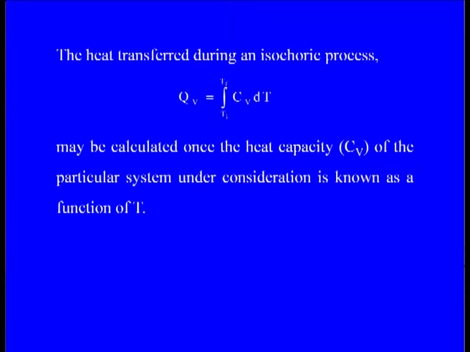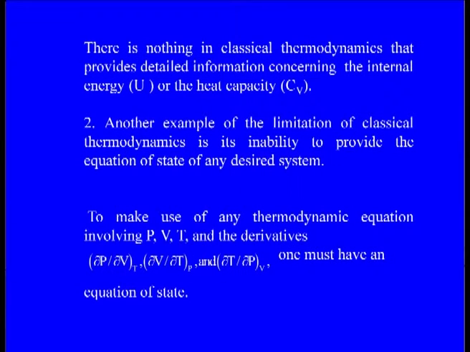However, once you know Cv, then you can calculate the heat capacity during an isochoric process defined by Qv equal to the integral from Ti to Tf of Cv dT, where Ti is the initial temperature and Tf is the final temperature. It can be calculated once the heat capacity of the particular system under consideration is known as a function of temperature T. But there is nothing in classical thermodynamics that provides detailed information concerning the internal energy or the heat capacity.